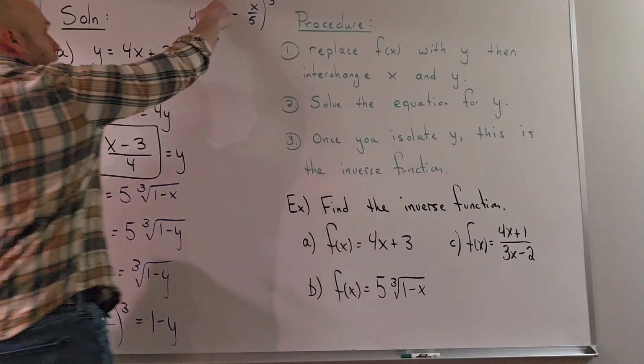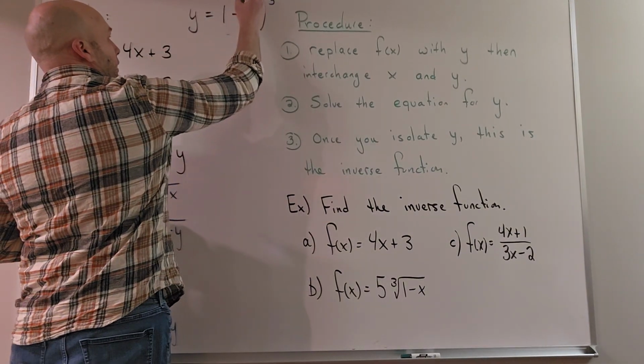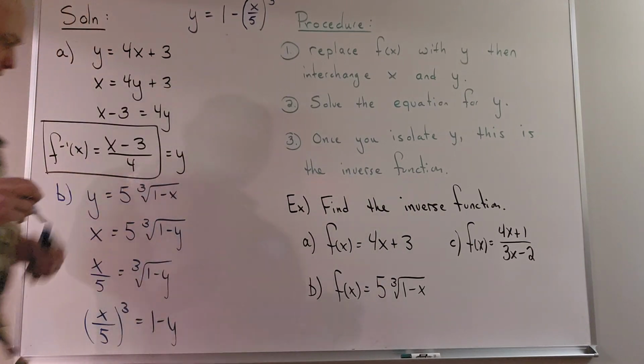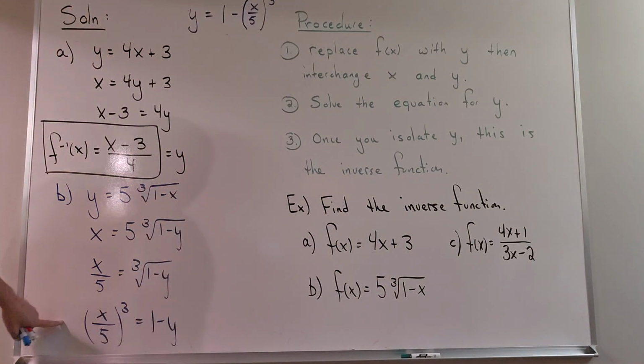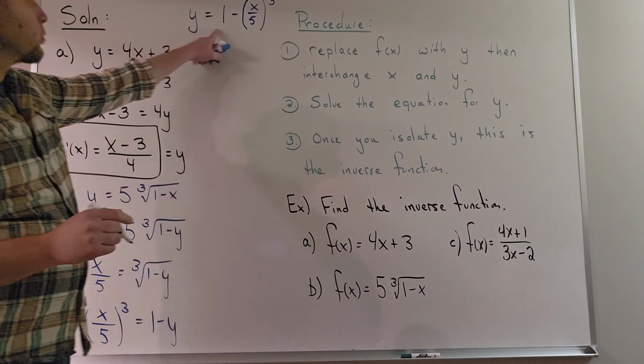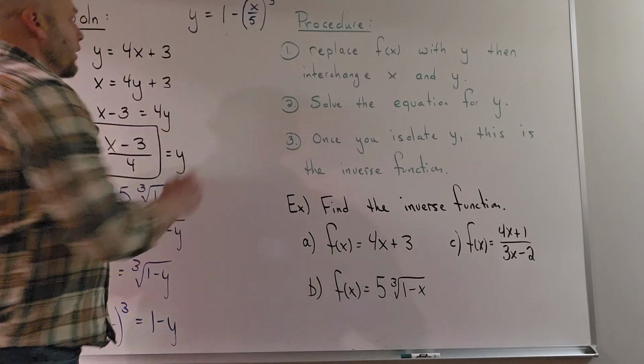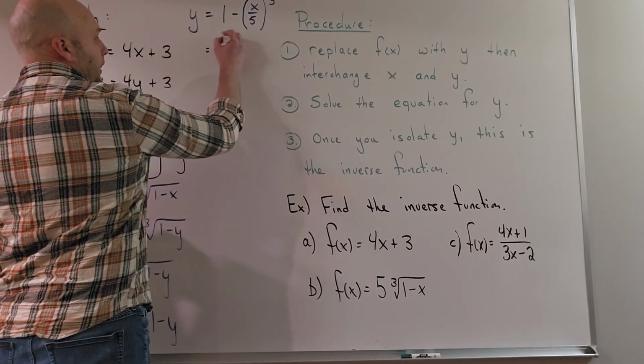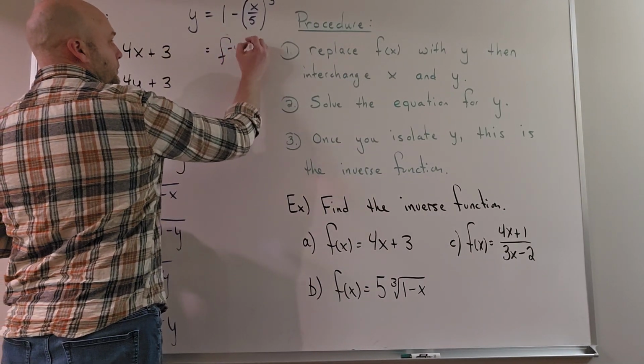Oh, sorry, parentheses in the wrong spot there. So that's x over 5 to the third. Okay, so I added y over to here, and then I subtracted x over 5 to the third over to the right-hand side. And that would give me y is 1 minus x over 5 to the third. And this is my inverse function.